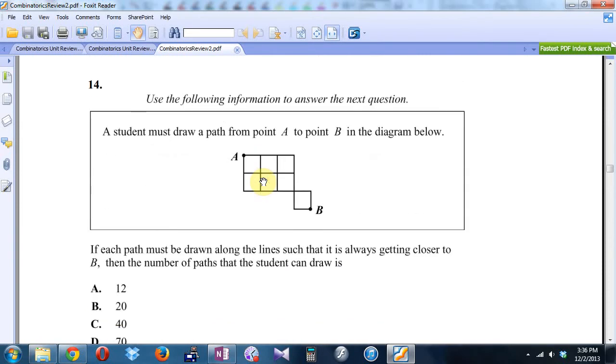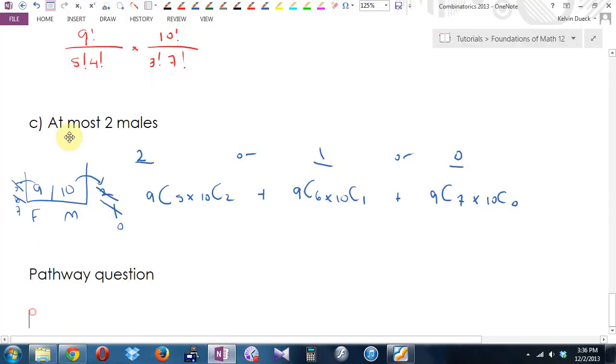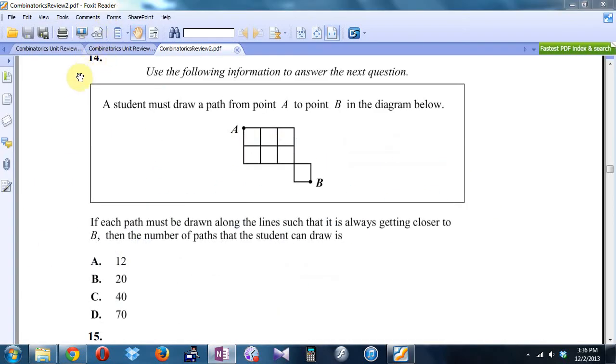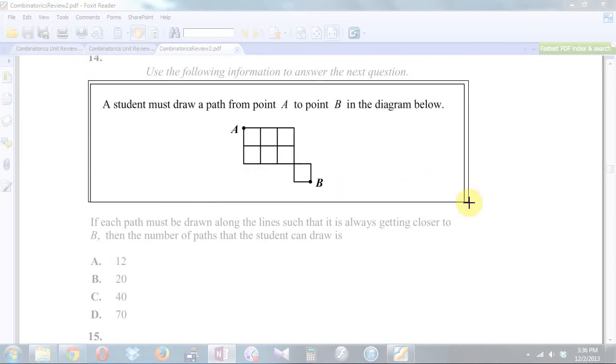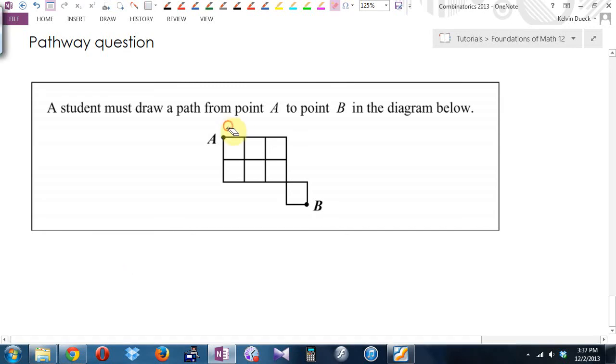Here's a great example of a pathway regular question. Let me copy it into here. Most common mistake that I see is this one. So kids spot it's regular because there's no weird missing lines and no overlap. And they go like this. Right, right, right, down, down, right, down.